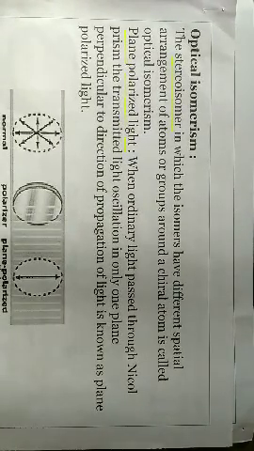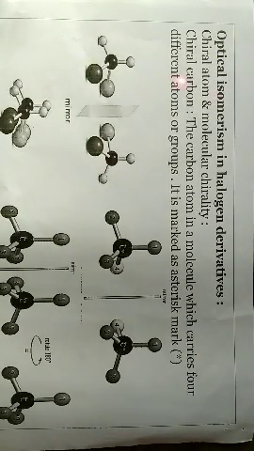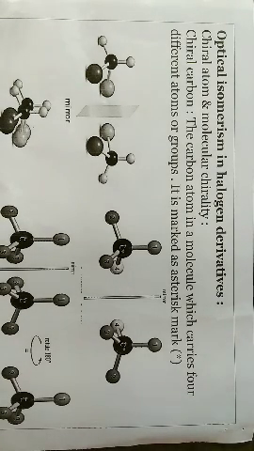The Nicol prism is made up of calcite crystals, that is the crystalline form of calcium carbonate, also known as the polarizer. One more concept we need is the chiral carbon. A chiral or asymmetric carbon is a carbon atom in a molecule which carries four different atoms or groups. It is marked with an asterisk. The chiral carbon is shown in this figure. This is the centrally placed carbon atom, and its four valencies are satisfied by four all different groups. Such a carbon is an asymmetric carbon atom. It is a necessary condition for optical isomerism.